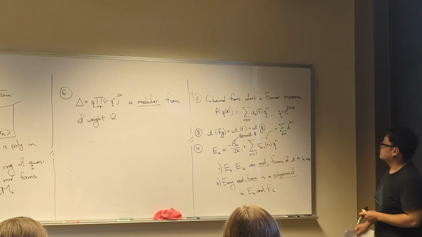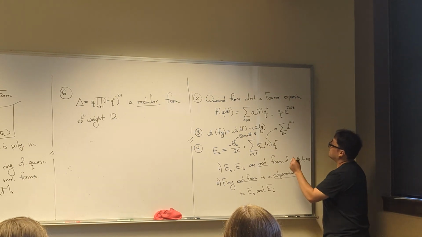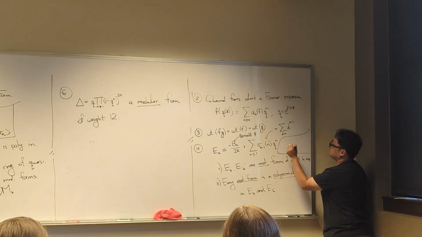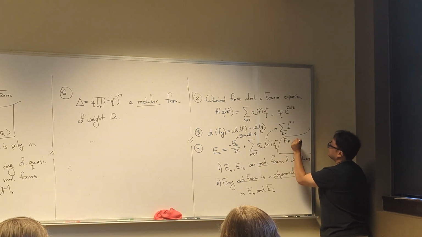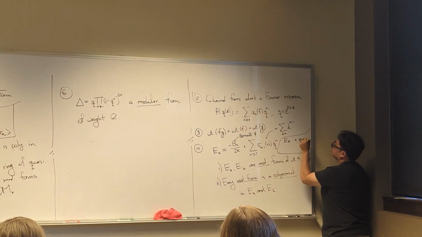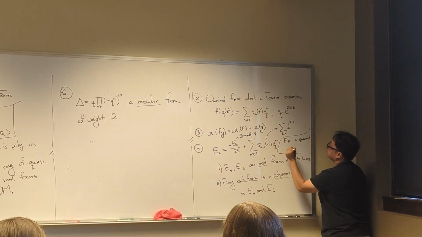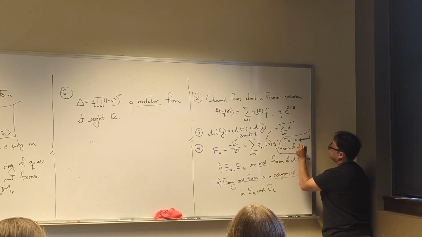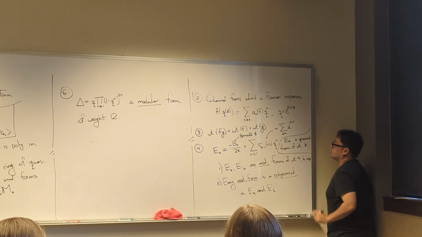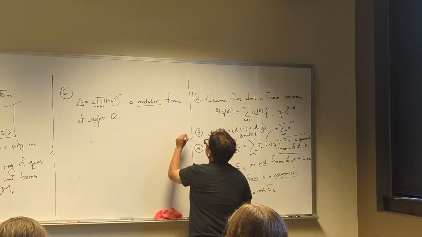Maybe I should have mentioned that in general, E sub k is a quasi-modular form of weight k. Okay, now let's jump in.